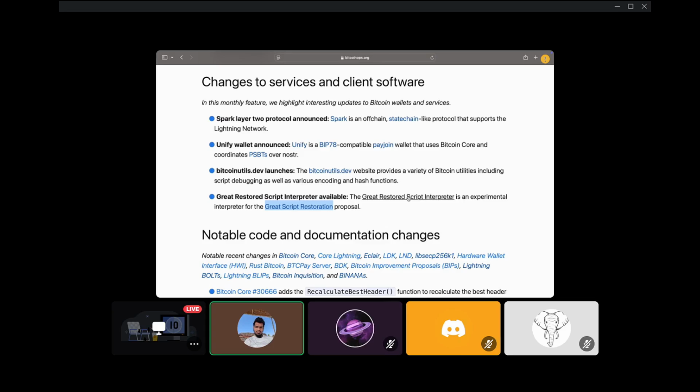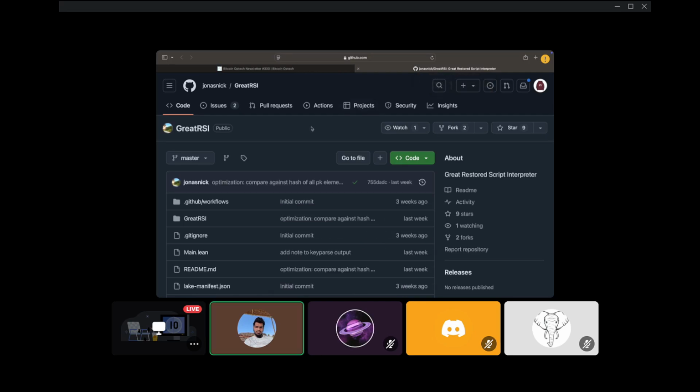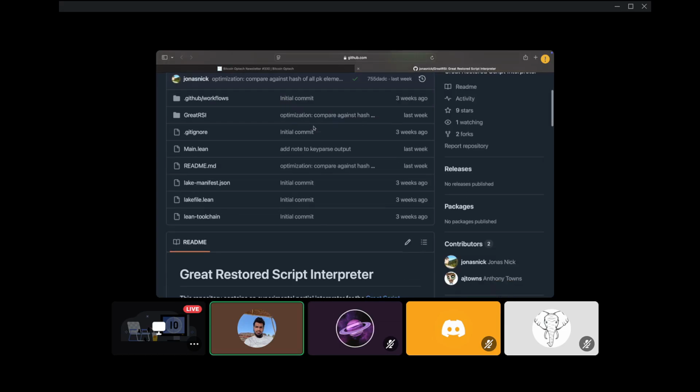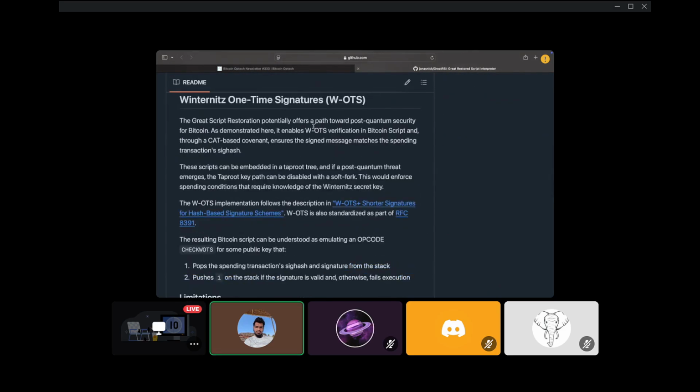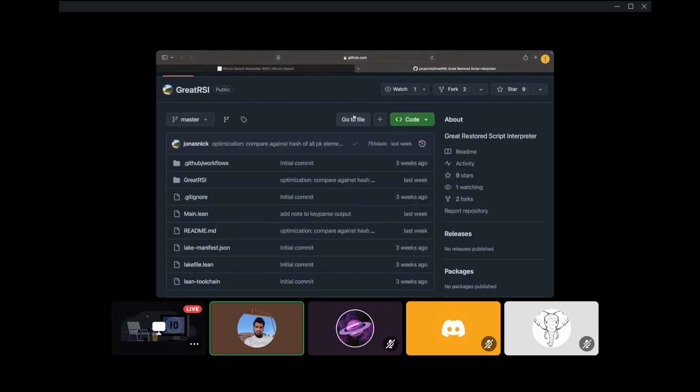He has created something that he calls the Great Restored Script Interpreter. It's a script interpreter basically, which supports all of these opcodes that we talked about that have been disabled. So you can create scripts using these opcodes and test them. Somebody can use this to test the opcodes that were disabled by Satoshi, the ones that were enumerated by me in the article just a while ago. This script interpreter allows you to create Bitcoin scripts that support those opcodes.